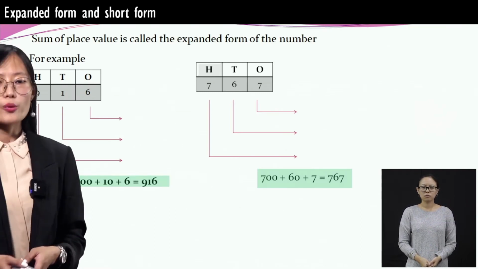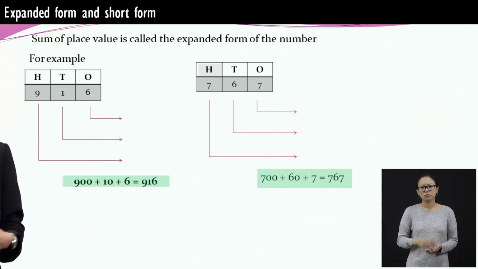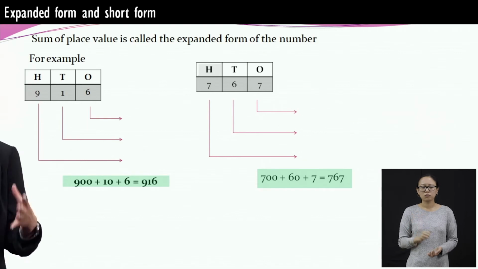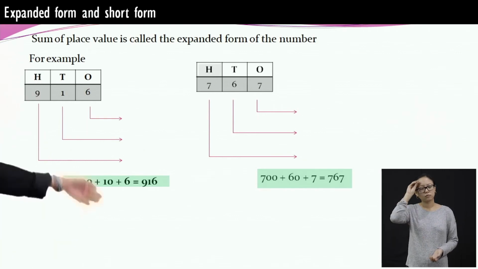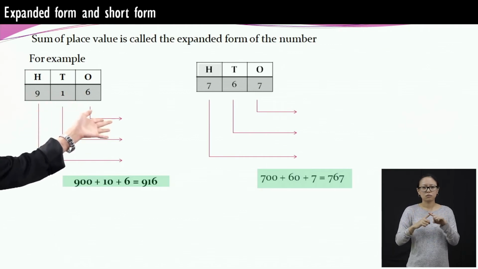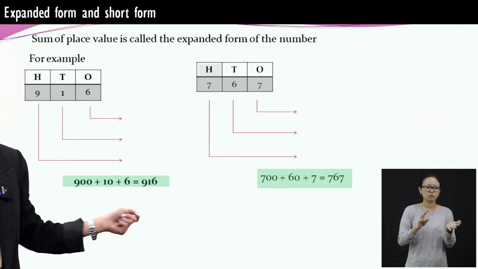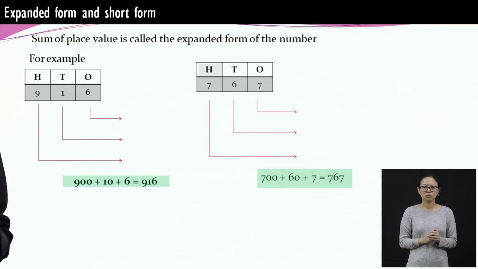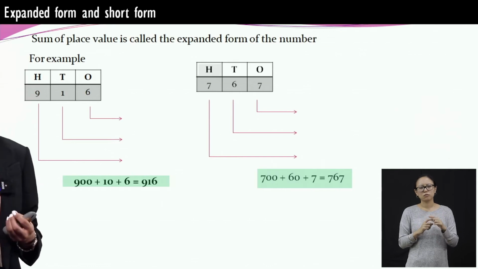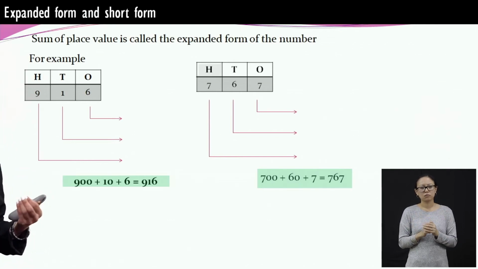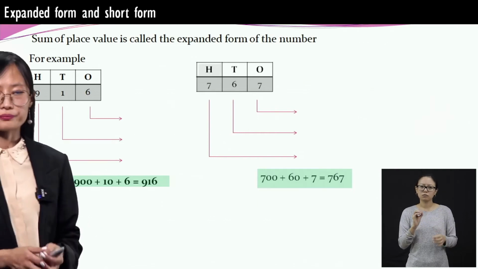Okay, so now we have learned what numbers are and what place value is. Now let's discuss expanded form. So what is an expanded form? Here you can read: the sum of place values is called the expanded form. The sum here means addition, or plus. So the sum of the place values is called expanded form, the addition of all the place values.